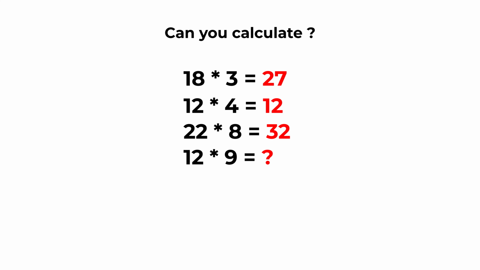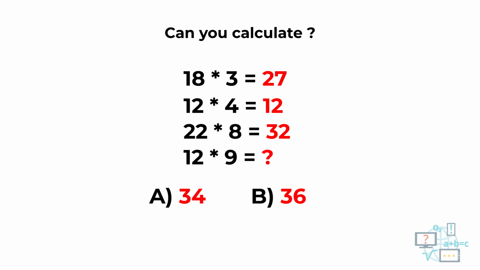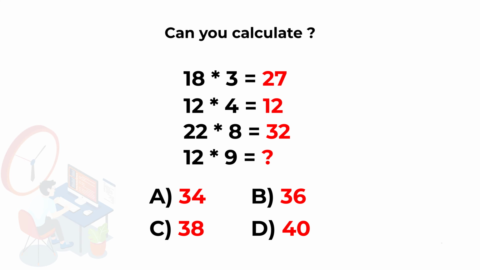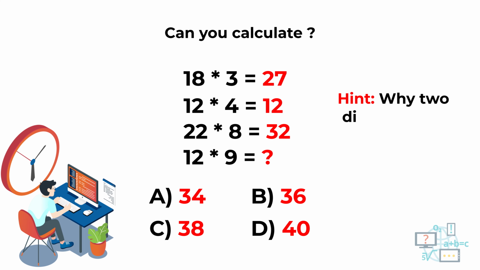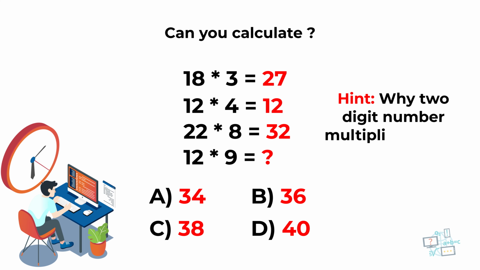You have 4 different choices. Choice A, 34. Choice B, 36. Choice C, 38. And choice D, 40. Do you see the answer? Give yourself a little bit of time because the answer may not be obvious. I'm going to give you a quick hint. Do you know why it's always 2-digit number multiplied by 1-digit number?